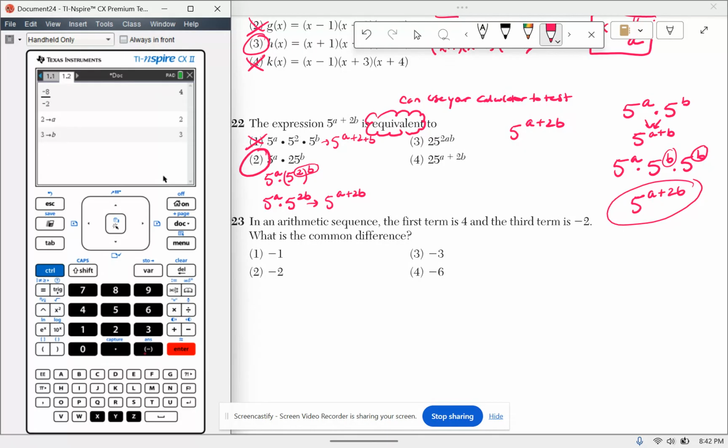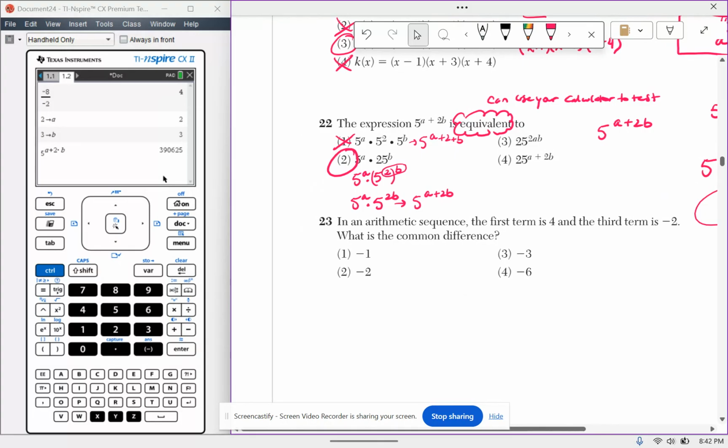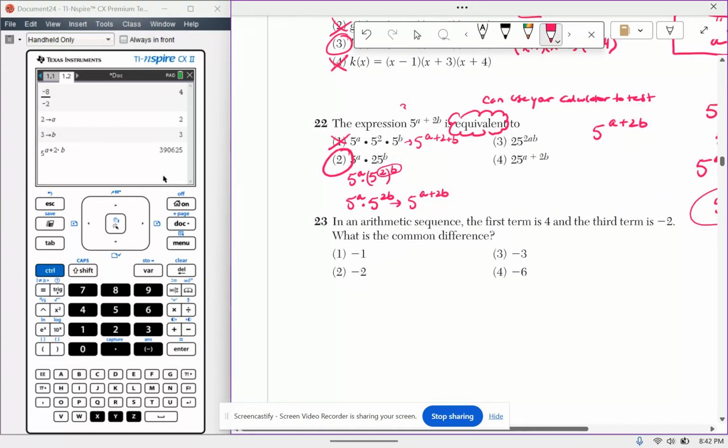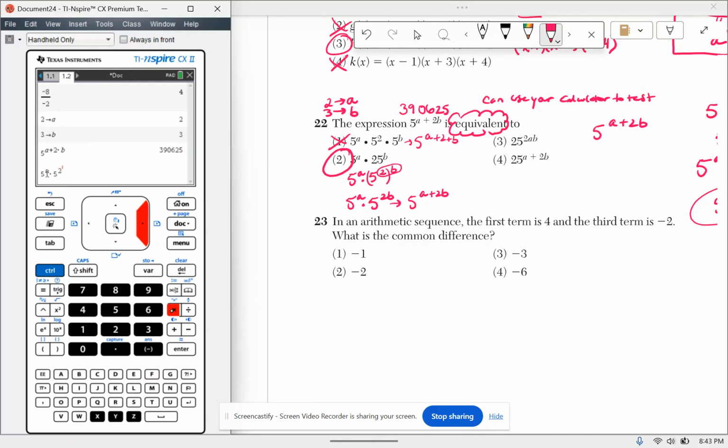Now I'm going to type in the original, right? 5 to the a plus 2b, and it'll give me a value. I now want to see which answer choice has the same value as that guy, right? So the value I'm trying to get to is 390625. And just in case I lose my calculator page, I stored a for 2 and b for 3. So now I'm going to type in the first answer choice and see if it's equivalent. 5 to the a times 5 to the 2 times 5 to the b.